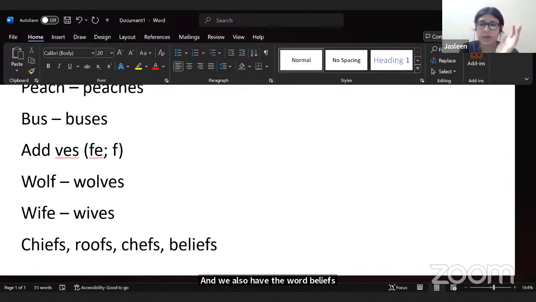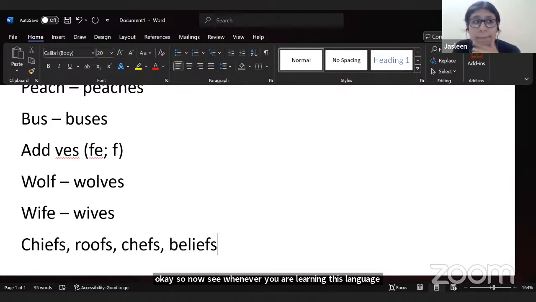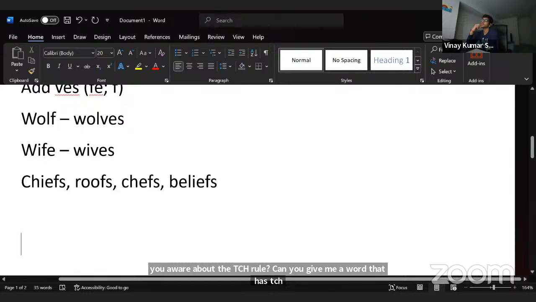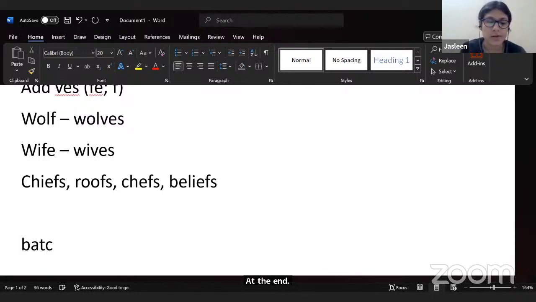Okay, so now see, whenever you are learning this language, English will always have many exceptions. Believe me, it would have many exceptions. Like if you are aware about the TCH rule, are you aware about the TCH rule? Can you give me a word that has TCH at the end? Batch. Okay. So it is batch.